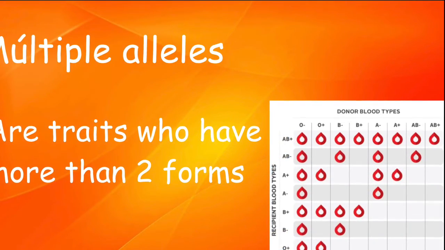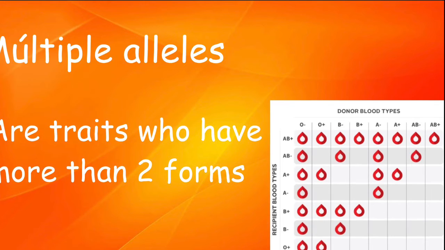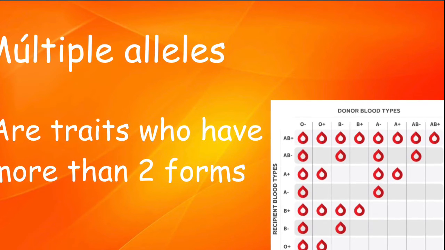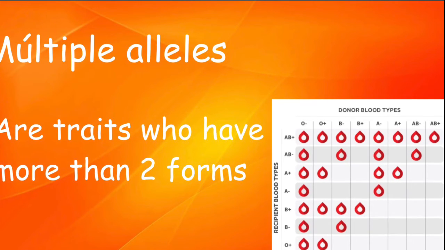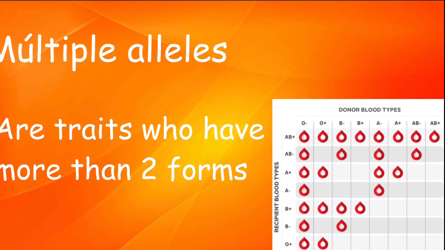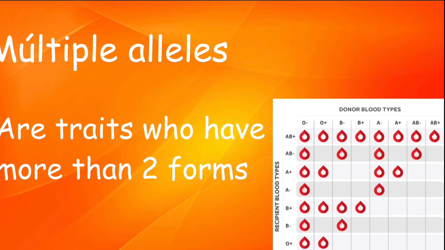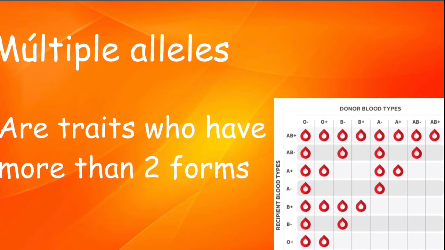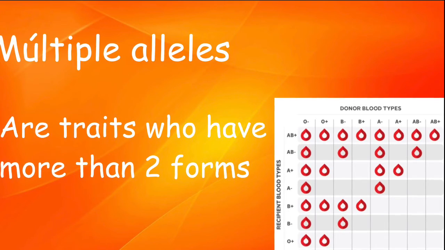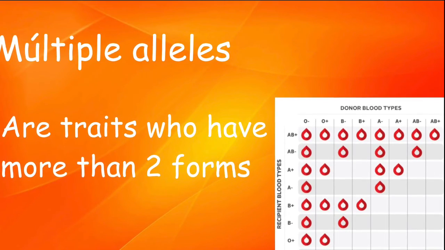Now we have multiple alleles. That means that they are traits that have more than two forms, meaning that it could be more than one way of black. In this case, we're going to see a little example of blood. We have O negative and O positive. Both are mostly the same, but they are really different indeed.